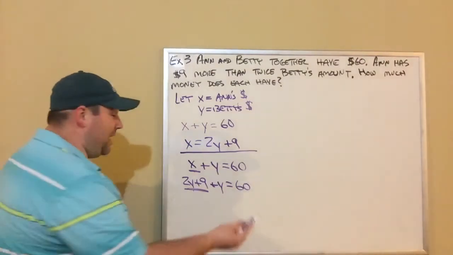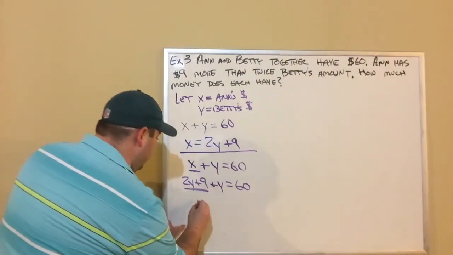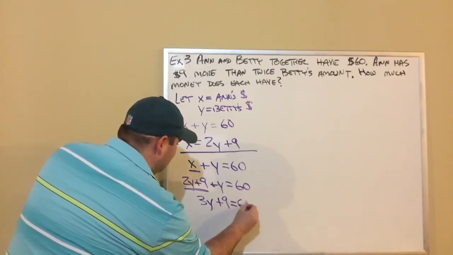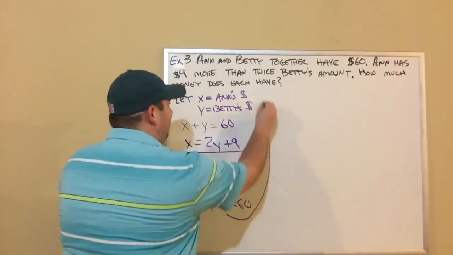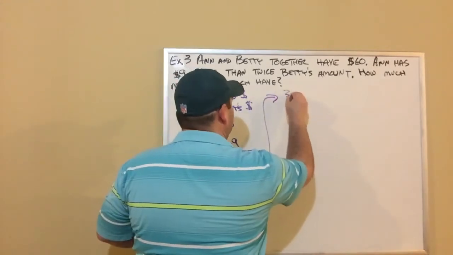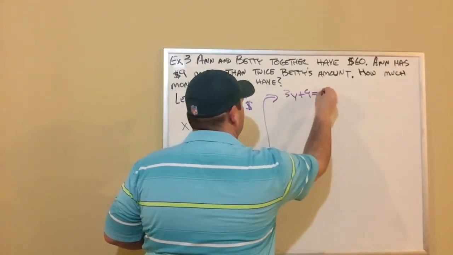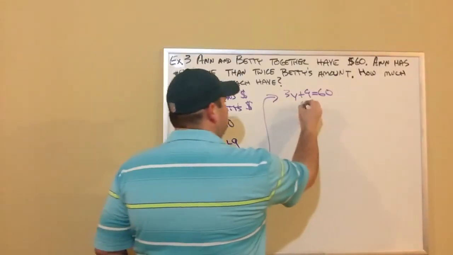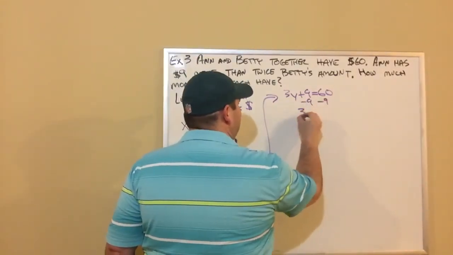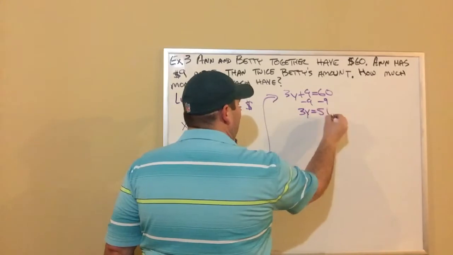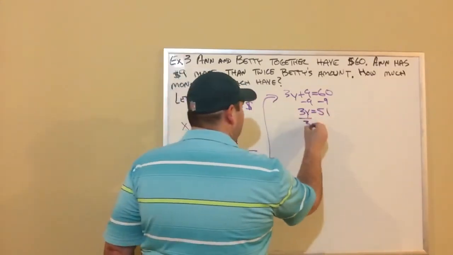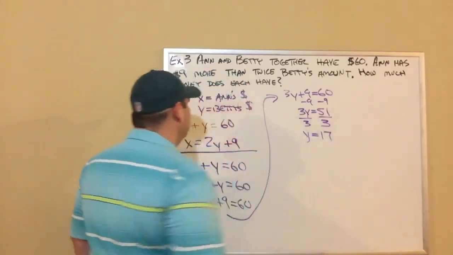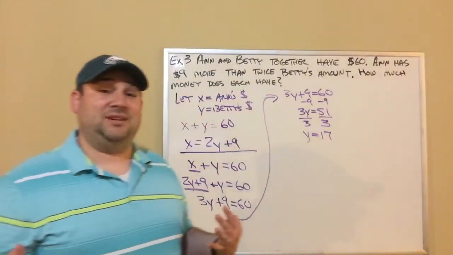Remember, first thing I'm going to do is combine my like terms. 2Y plus Y is 3Y, plus 9, which equals 60. So that's 3Y plus 9 equals 60. That's just a 2-step equation. Step 1, subtract 9: I've got 3Y equals 51. Step 2, divide by 3, and I figure out Y equals 17. So Betty's got $17.